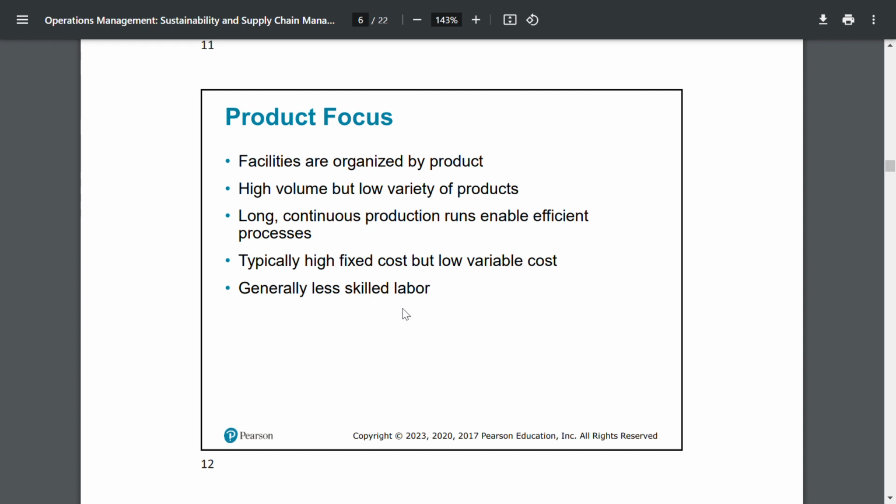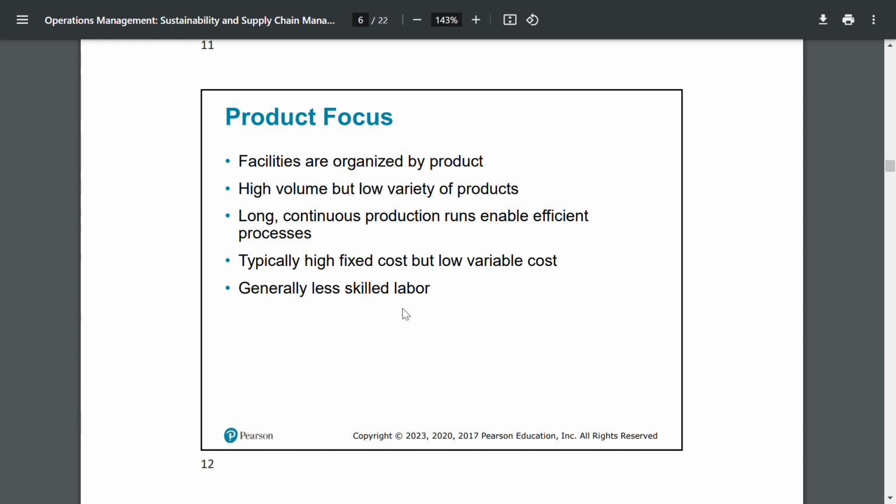These enable efficient processes. Maybe they do not require a lot of maintenance since it's just continuous production that runs and enables efficient processes. And then they typically have a high but fixed cost. So they have a high cost, but also a fixed one. So there is a low variable cost. We usually can predict the cost for each quarter and each time we need to produce a product.